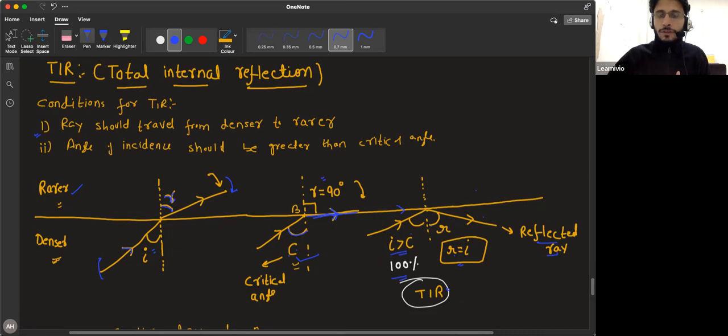If the angle of incidence is the critical angle, then your angle of refraction is 90 degrees, but your angle of incidence is never 90 degrees. Because if your incidence is 90, then there is no refraction. Now your ray is actually incident over the surface. Refraction happens when your ray travels from one medium to another.